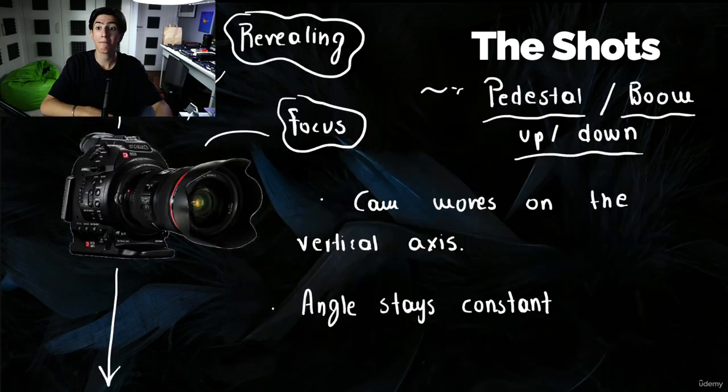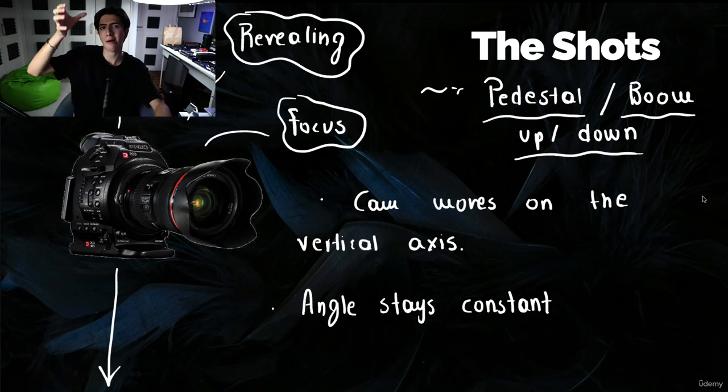Next, we're going to talk about the pedestal, also known as the boom up and boom down movement. As you can see, the camera stays fixated in a singular position during those shots, but moves in the vertical axis. So the camera moves upwards and downwards. The movement of the pedestal shot is pretty similar to the tilt shot, but during the boom up and down, or pedestal shot, whatever you want to call it, the camera angle stays the same and just the camera moves upwards and downwards in the vertical axis.